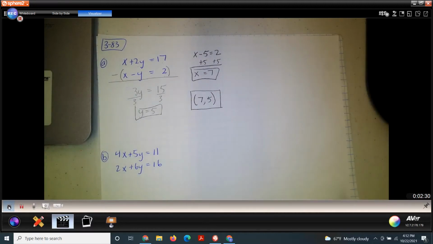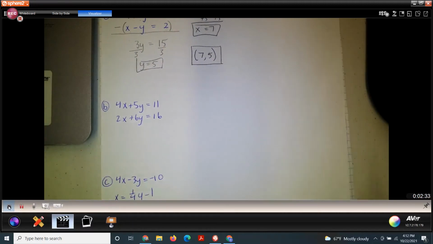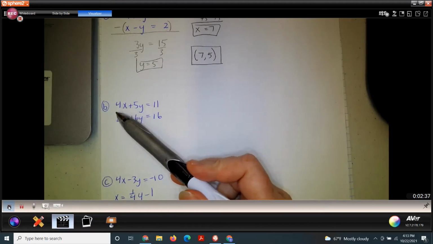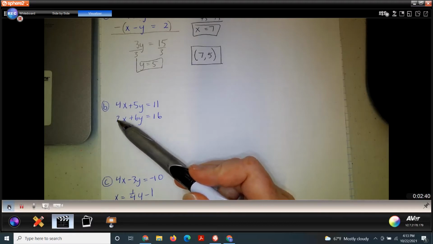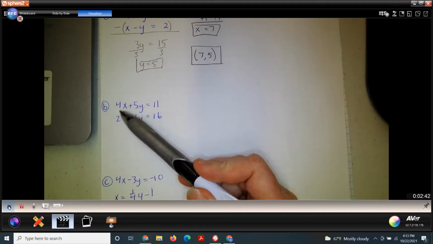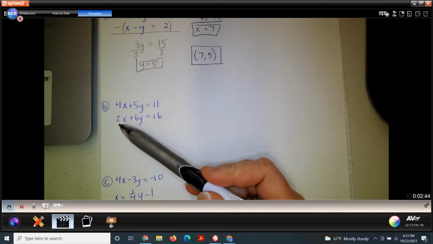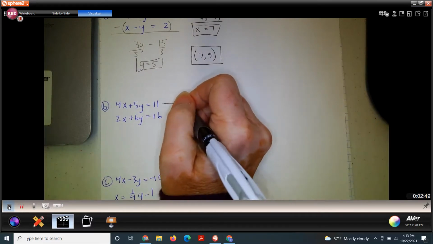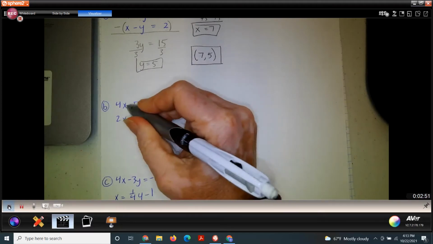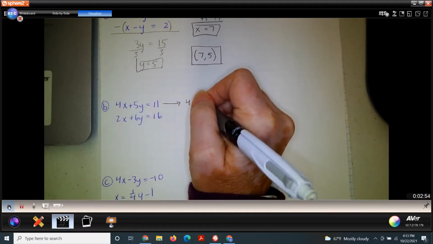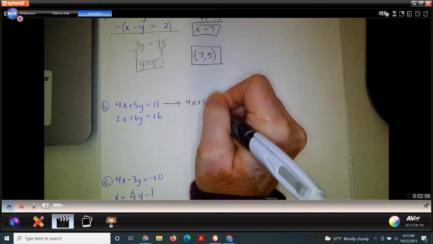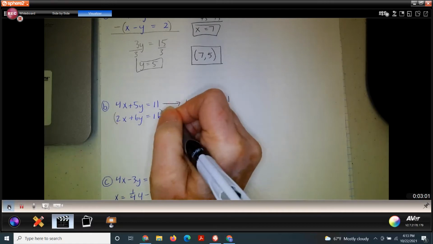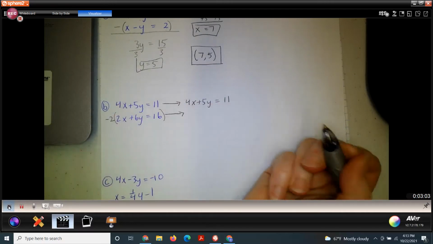All right, moving on. So again, we have another set of equations. They're both linear, and I see that I could use elimination on it. If this was a -4 and that was a +4, I'd be able to eliminate the x's. So a lot of times I just rewrite them, like I just write an arrow, and this one I'm not going to multiply by anything. I'm just going to leave it as 4x plus 5y equals 11. This one, I'm going to multiply the whole thing by -2.